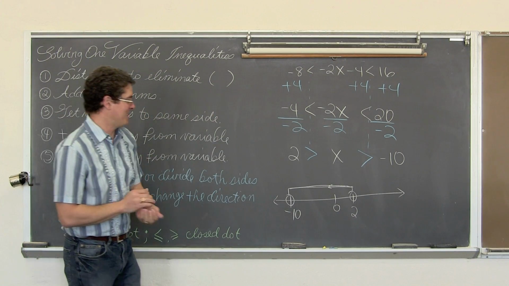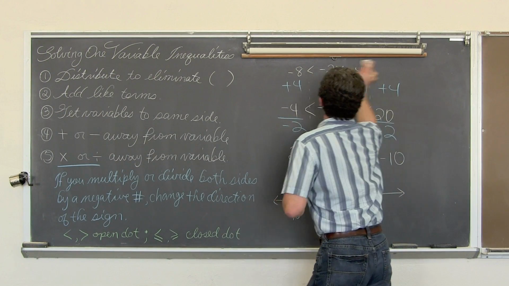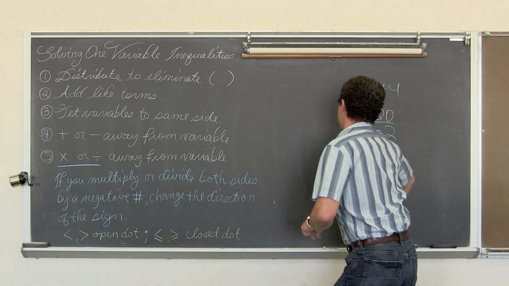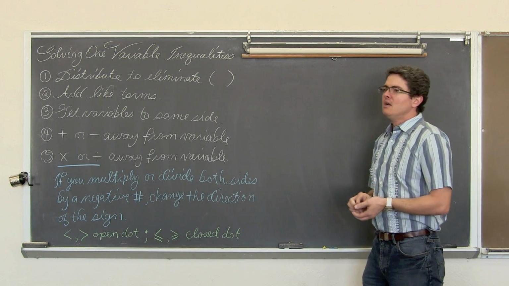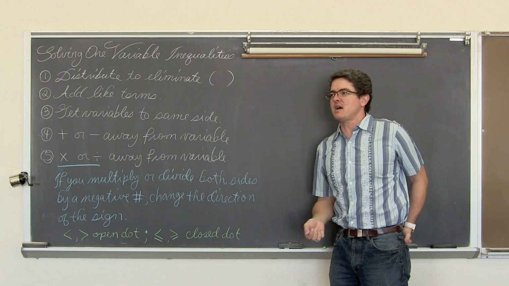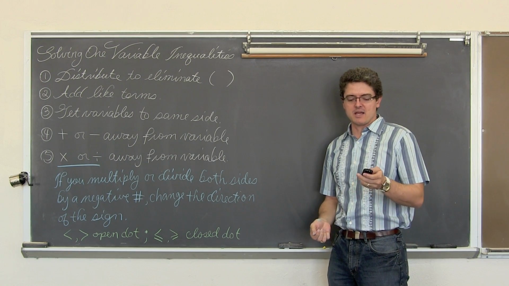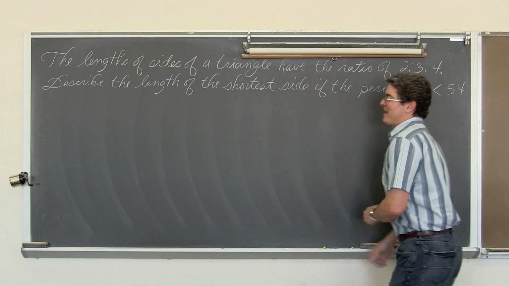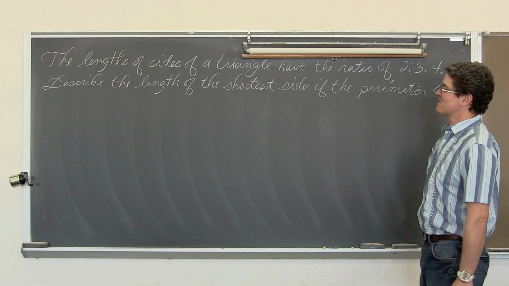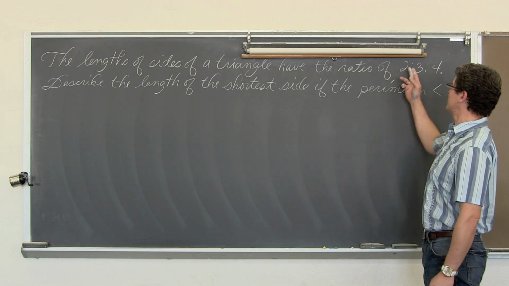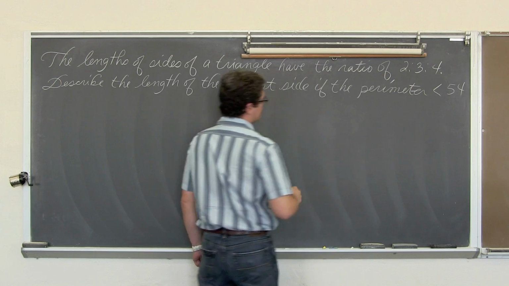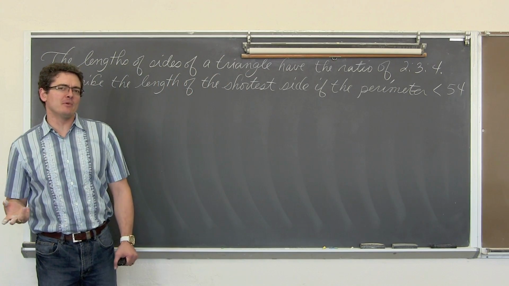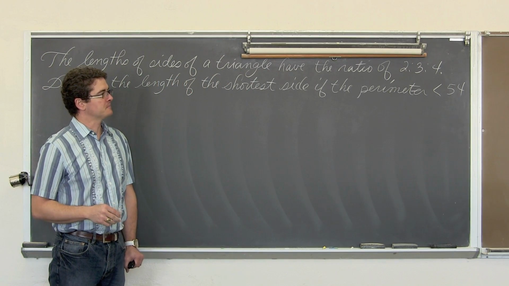Last example, and this video is done. I hope all these examples are helping. I've done quite a lot. Let me pause and write this down to shorten this up just a little bit. Okay, last example. The lengths of the sides of a triangle have the ratio of 2, 3, and 4. Describe the length of the shortest side of the triangle if the perimeter is less than 54.